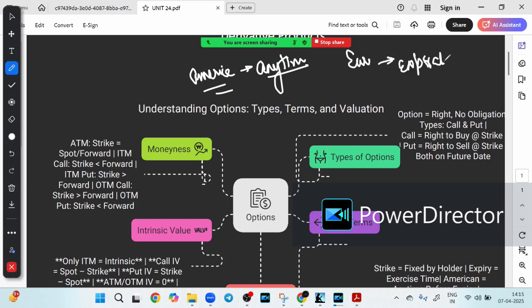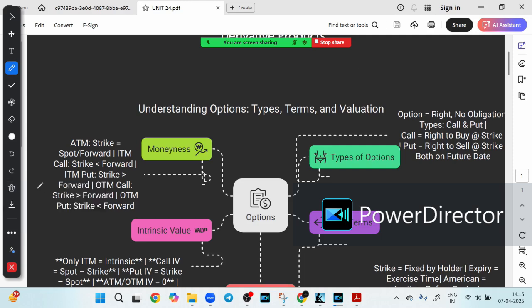It can be exercised only on expiry date. This thing you must note down. And fun fact is that in India, mostly options follow the European style. Post 2008 crisis, American style options are banned in many markets.